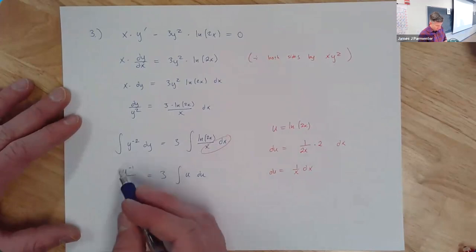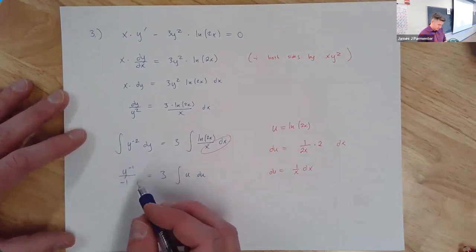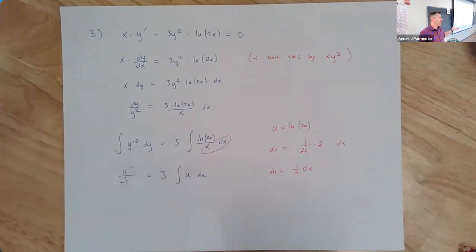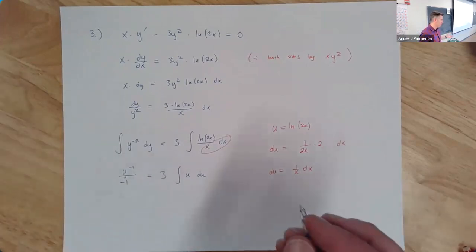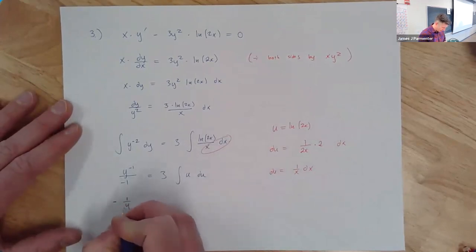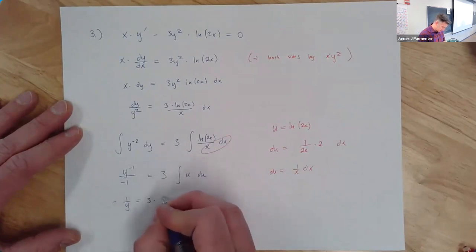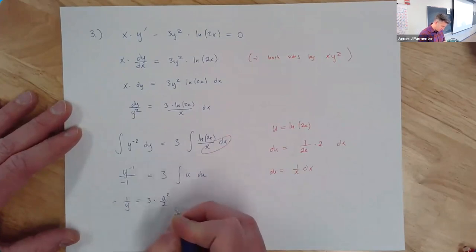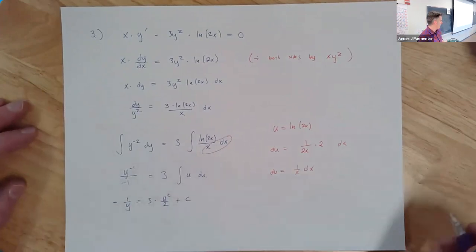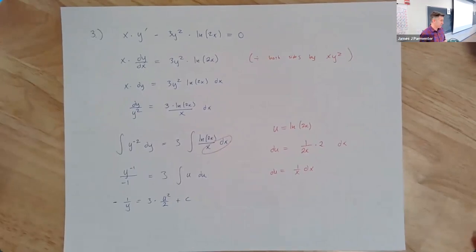I'm going to rewrite the left-hand side. Instead of writing it as y to the negative first, I'm writing it as 1 over y. Instead of divided by negative 1. Divided by negative 1 doesn't mean multiplied by negative 1. Just changing the sign. So I'll type this as negative 1 over y equal to 3 times the integral of u, which is u squared over 2, and I'm going to say plus C. I'm not going to worry about multiplying that 3 by the C, because again, 3 times a constant is still just a constant.